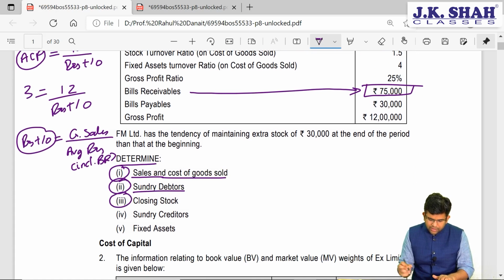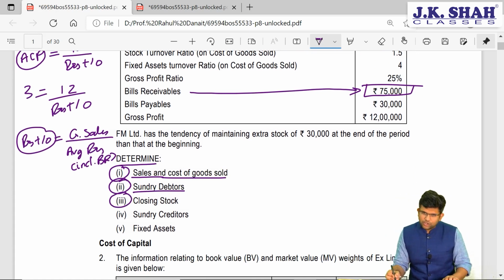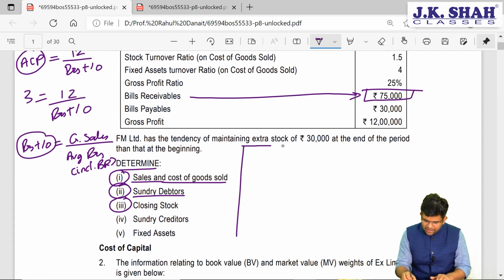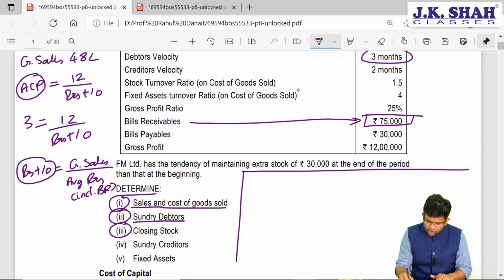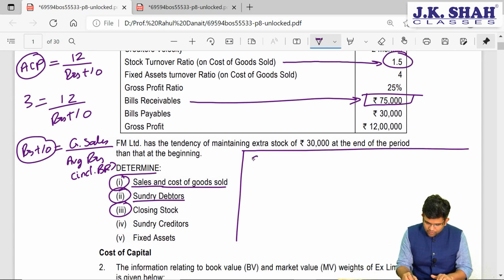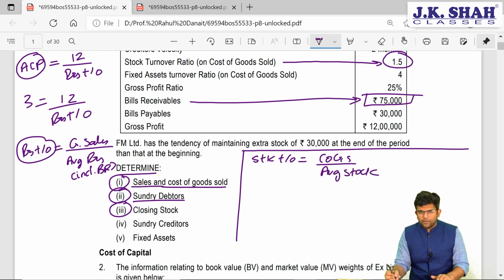Moving on to the third point, that is closing stock. Now students, how do you find closing stock? Very simple. They are telling you that the stock turnover ratio based on COGS is 1.5. Till here you understand? Now what is the formula of stock turnover ratio? Stock turnover ratio is COGS upon average stock, correct? COGS upon average stock.